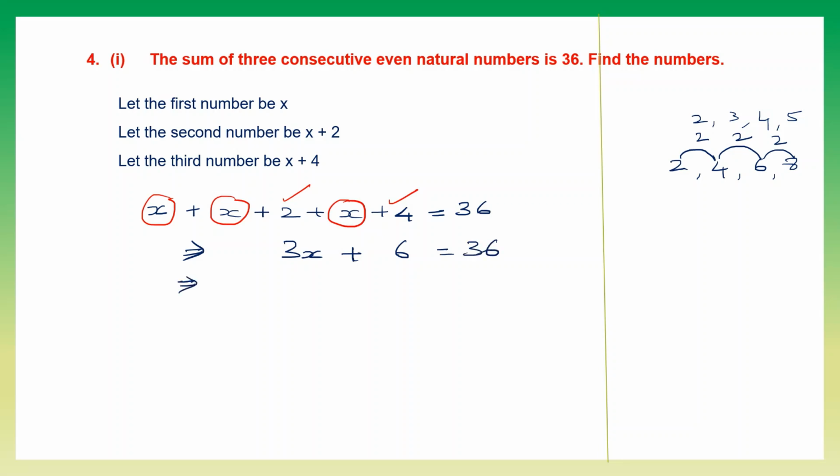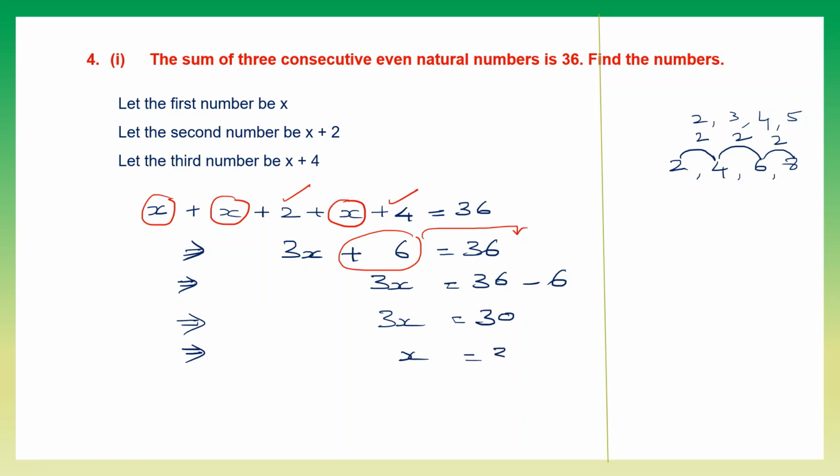Now we're going to find the value of 3x first. That will be 36 minus 6 because I transpose this plus 6 from the left hand side to the right. It's become minus 6. So 3x is equal to 36 minus 6 is 30. Now to find the value of x, we'll say 30 divided by 3 because here on the left hand side it is multiplication. When I transpose it to the right, it's become division. Now 30 divided by 3, 3 tens are 30. So now I have found the value of x. X is equal to 10.